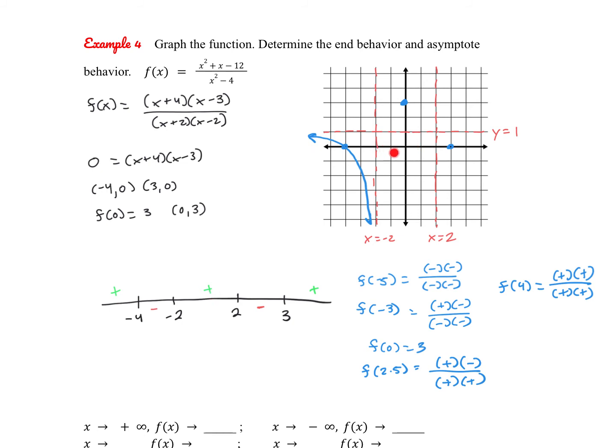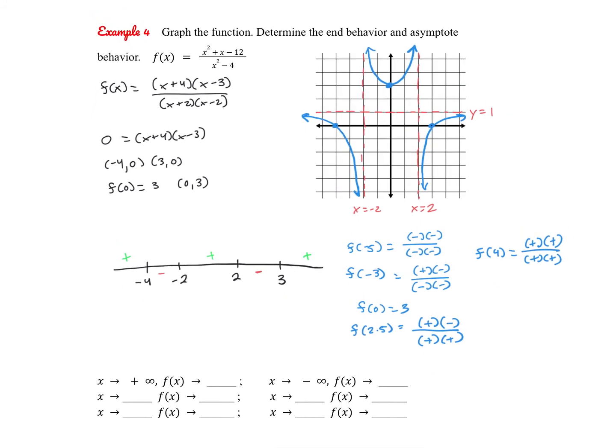And notice we also don't have any other x-intercepts here, so we can't cross over. So we actually will have a graph that looks something like this. And then between 2 and 3, our graph is negative, but it crosses over and becomes positive after 3. So it's going to look something like this. And then it will start approaching our horizontal asymptote.